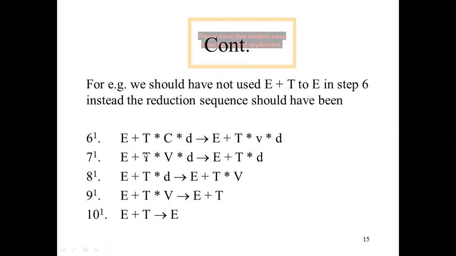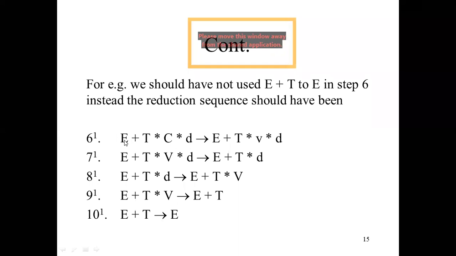So E plus T star C star T. And again here we are writing E plus T as it is, but here we are not replacing E plus T by E. What we are doing, we are just replacing this C by V. Don't think here capital V or capital C, don't concentrate over that. Just see how we are going to reduce the expression.